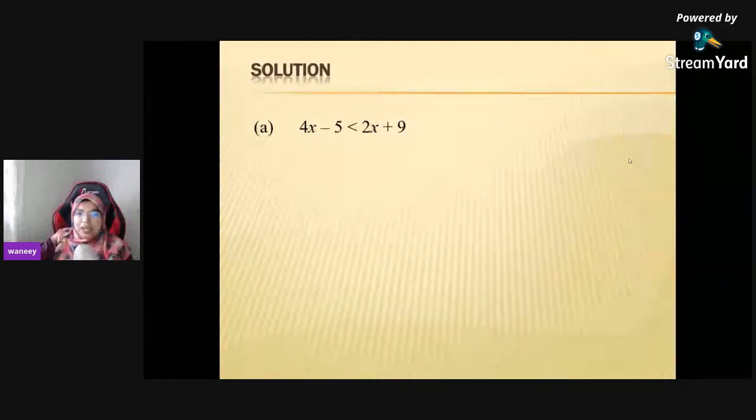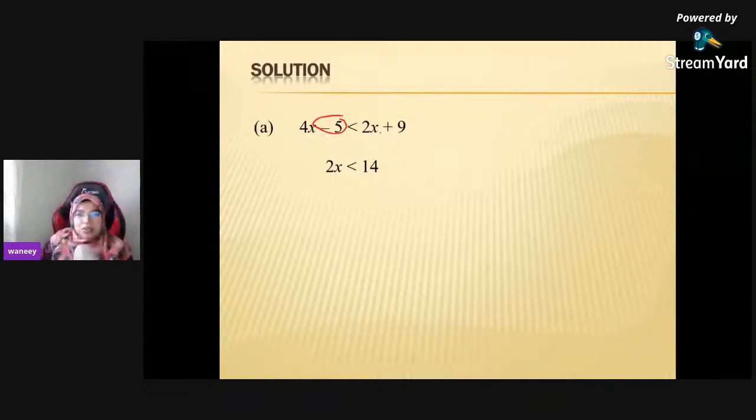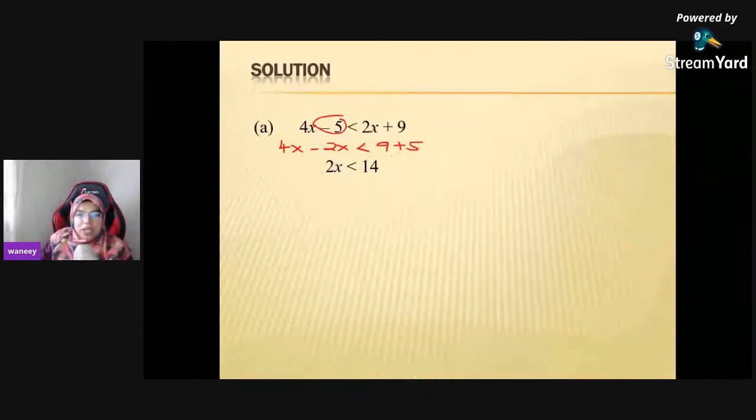Okay, so 4x minus 5 less than 2x plus 9. What are we going to do next is that we're going to bring all the numbers to the right hand side. So this number, I'm going to bring it to the right hand side. This 2x, we're going to bring it to the left hand side. So it will become 4x minus 2x less than 9 plus 5. So that is how you end up with 2x less than 14.